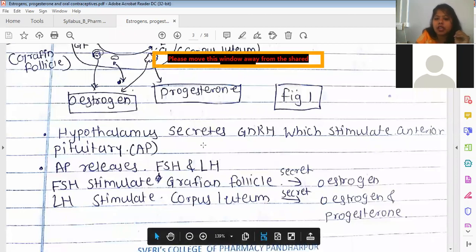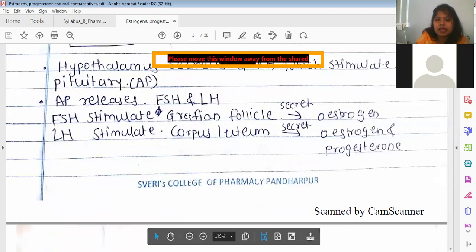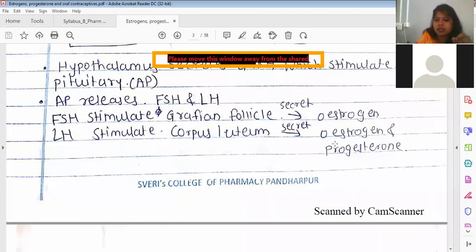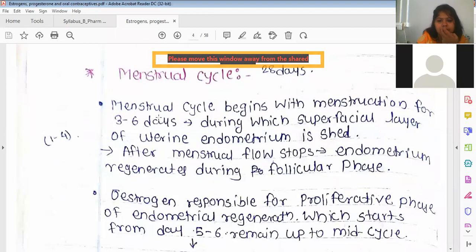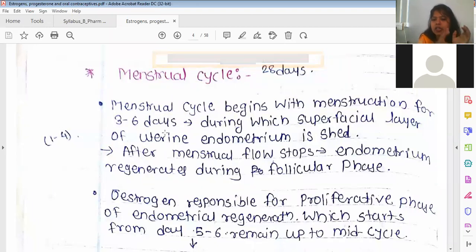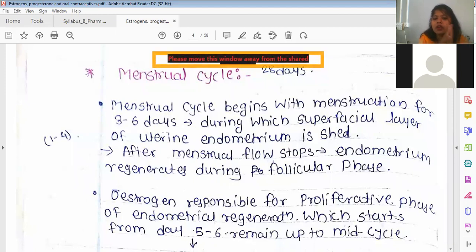Then the hypothalamus will stimulate the anterior pituitary gland, which will release the FSH and the LH. Okay, that we have already studied in the diagrammatic part. Then, specifically when we characterize the menstruation cycle, it is normally considered as 28 days in the case of a female. The menstrual cycle begins with the first 3 to 6 days of menstruation, during which the superficial layer of the uterus, that is the endometrium, is shed.